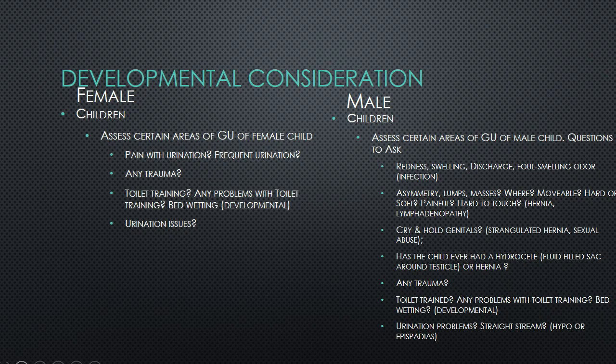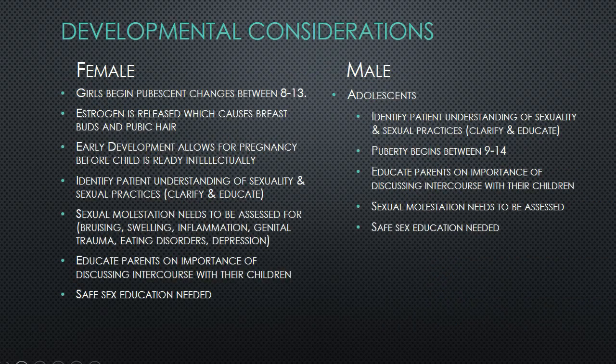Has the child ever had a hydrocele or hernia? Any trauma to the area? And again, you want to ask about toilet training. Any problems with toilet training, bedwetting for developmental reasons, and if they're having any type of urination problems, or if the stream isn't straight, because that could be a sign of hypospadias or epispadias.